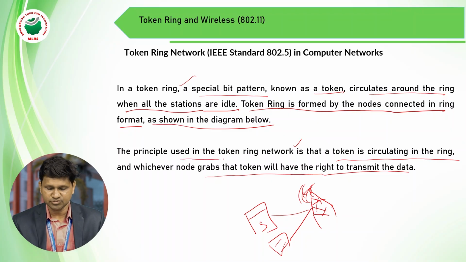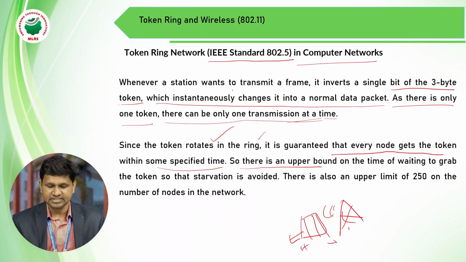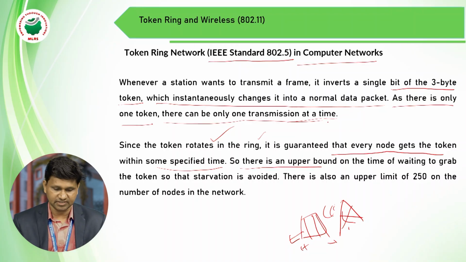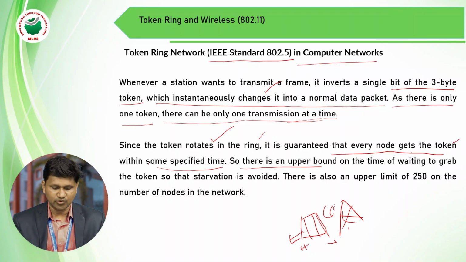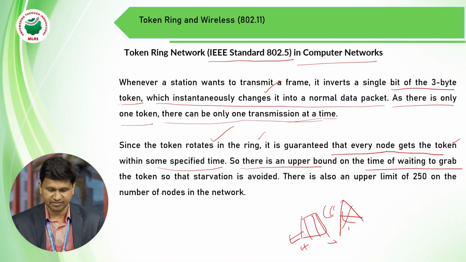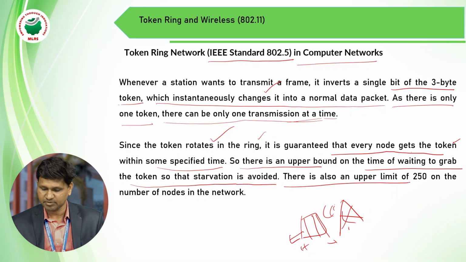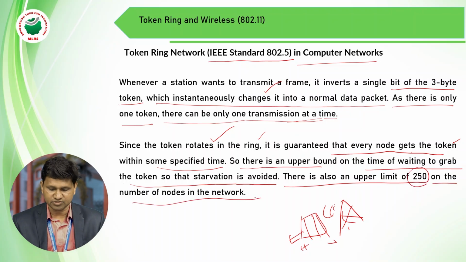Now the principle used in the token ring network is that a token is circulating in the ring. Whenever a station wants to transmit a frame, it inverts a single bit of the 3-byte token, which then changes into a normal data packet. Since the token rotates in the ring, it is guaranteed that every node gets the token within some specified time. So there is an upper bound on the time waiting for the token, so that starvation is avoided. There is also an upper bound limit of 250 on the number of nodes in the ring.